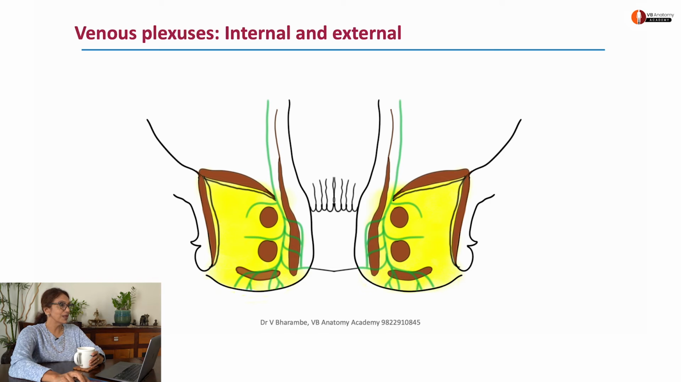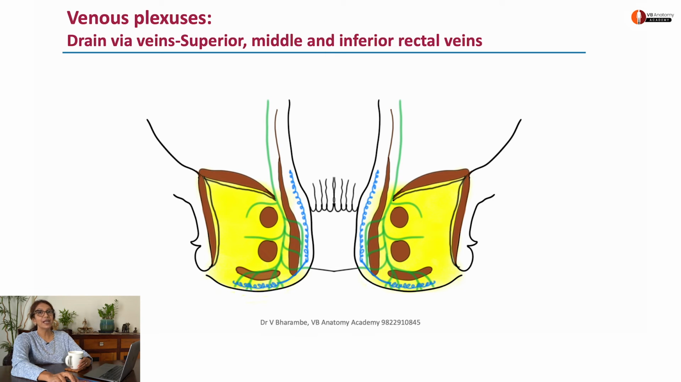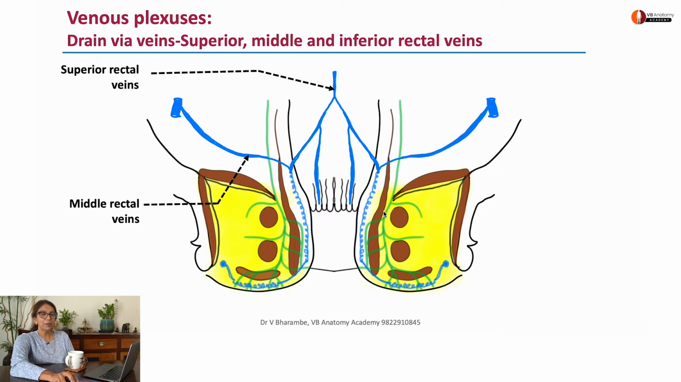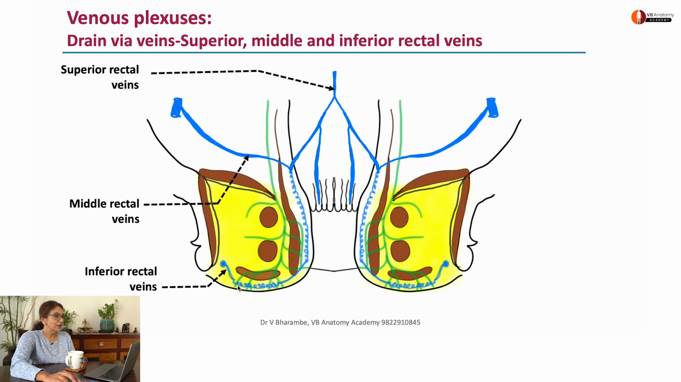In the submucosa, you find there are two plexuses, an internal venous plexus and an external venous plexus. These plexuses drain via veins in varying directions. The upper part of the internal venous plexus drains via superior rectal veins, the middle part into the middle rectal vein, and the inferior part into the inferior rectal vein, so the external part. Remember that the internal and external plexus are in communication with each other.